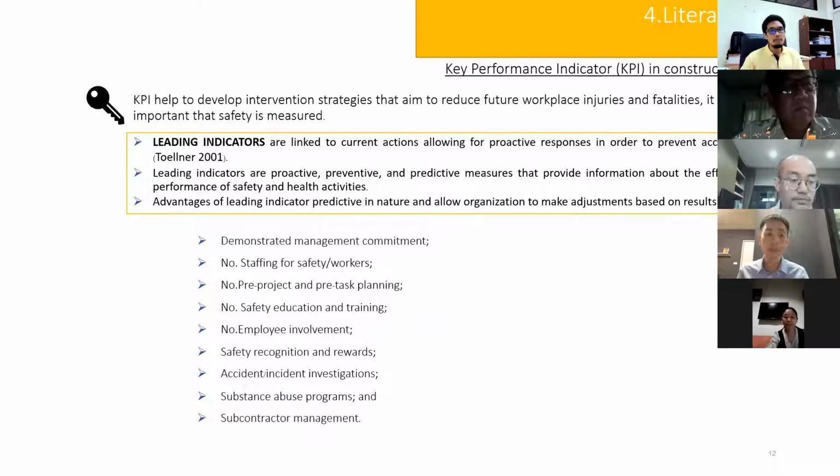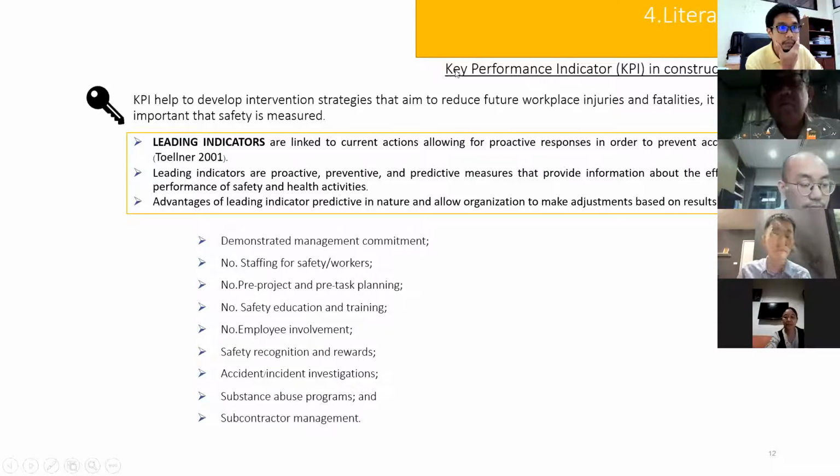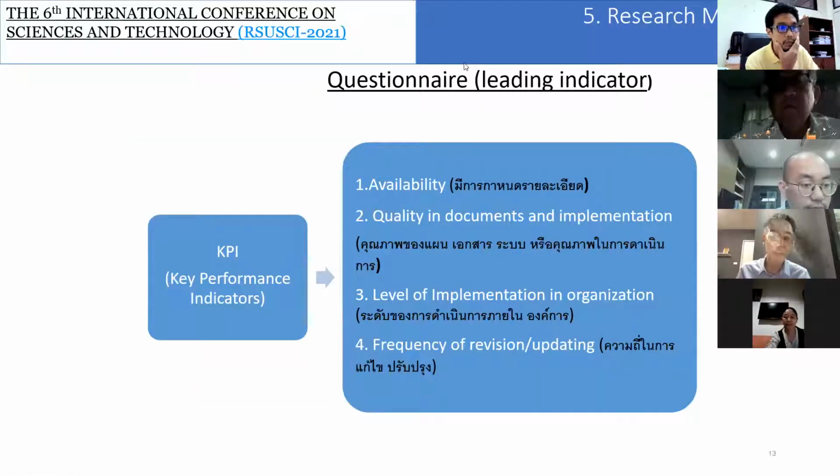The leading indicator is linked to current action, which allows for proactive response in order to prevent accidents from happening. The following are examples of the leading indicator: demonstrated management commitment, number of staff, number of pre-planned projects, number of safety education sessions, and so on.